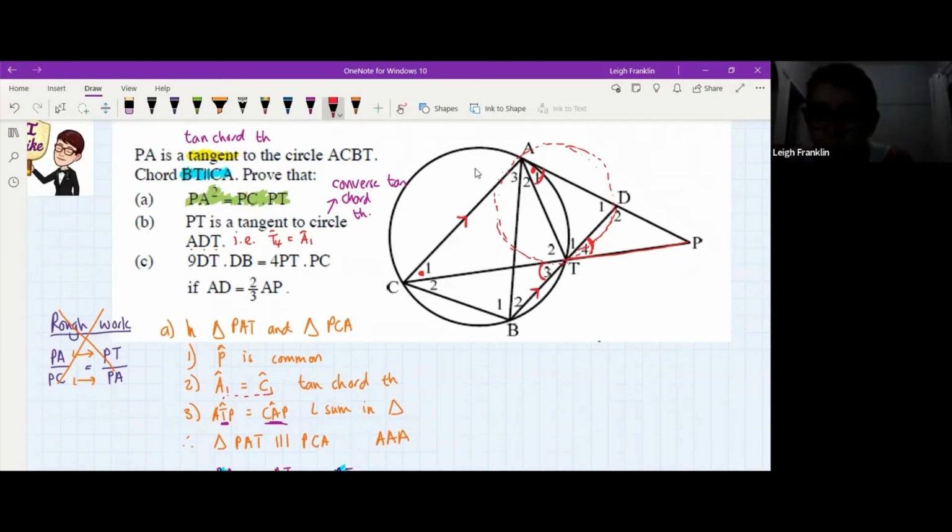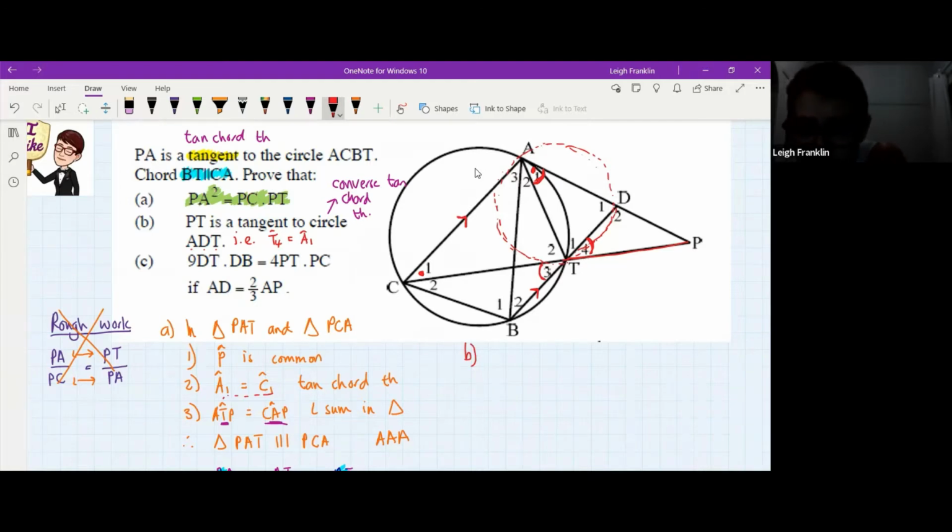Okay, well done. We'll just go through it again. We know from tan chord theorem that A1 equals C1. We know from parallel lines that C1 equals T3 because they are alternate. And T3 and T4 are equal to one another because they are vertically opposite. So that means that T4 and A1 are equal. Now we have to put that down on paper. This is how we're going to do it.